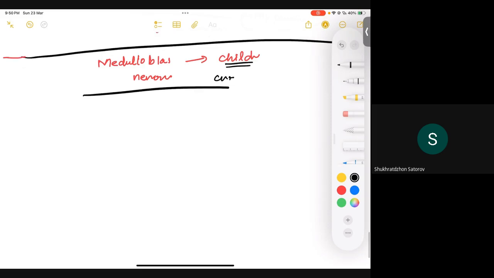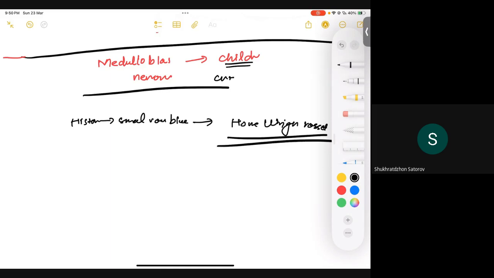On histopathology, we are going to see a characteristic feature, that is small, round, blue cells, and we are going to see Homer Wright rosettes. So what are Homer Wright rosettes? Can anyone tell me?